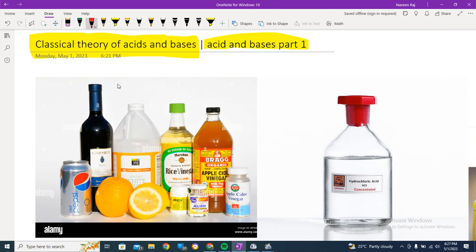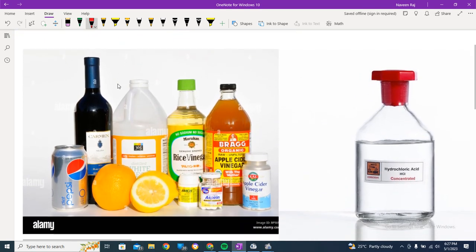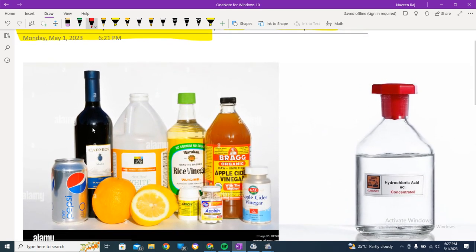First of all, let's begin with the pictures so that you can get an understanding of what we are going to do and what we are going to discuss. Here you're going to see some substances. We have got a cold drink, soft drink, a wine, a fruit, orange, something else maybe. We have got vinegar, different sorts of vinegars, and aspirin and a lot of things.